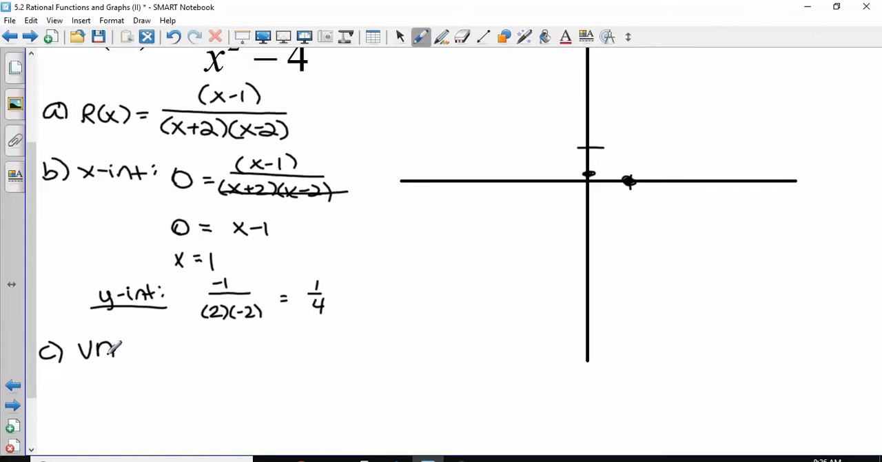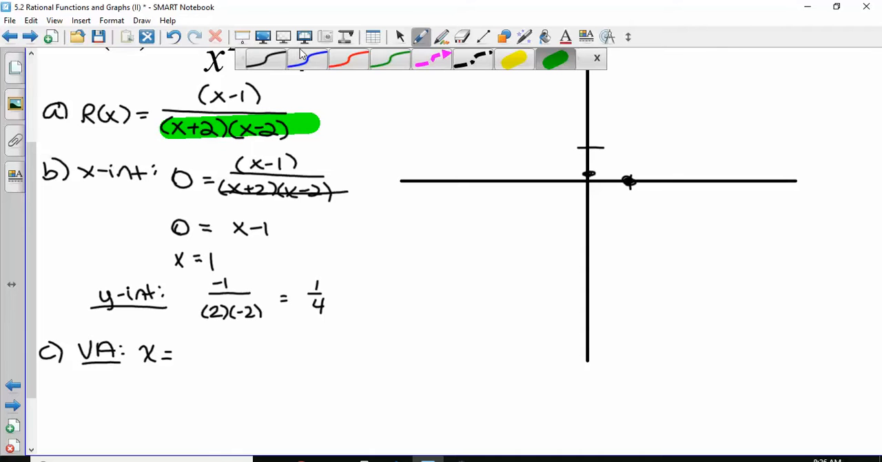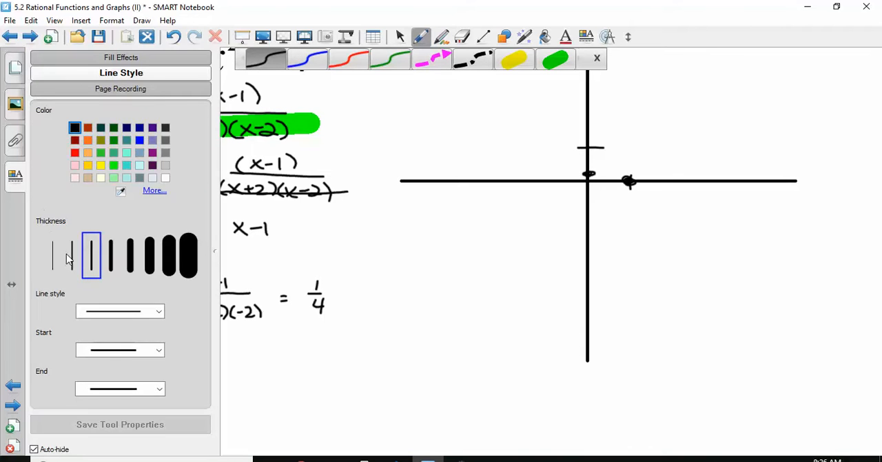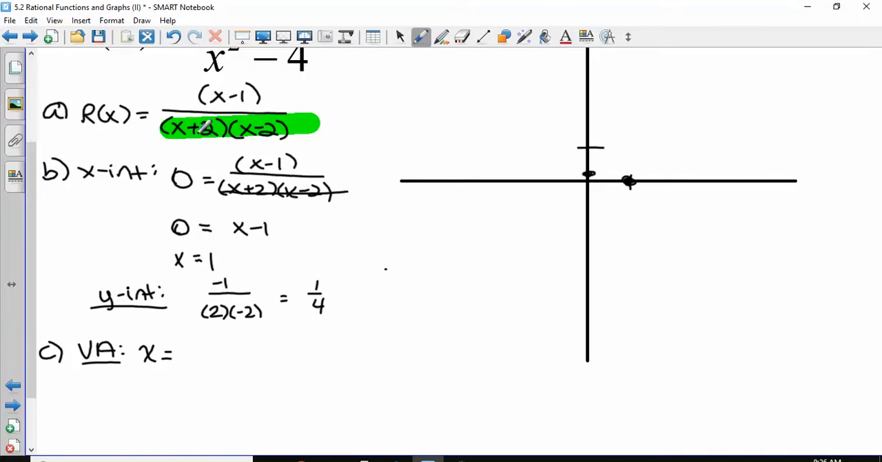Vertical asymptote. So this is from Friday, our asymptote rules. It's x equals whatever makes the bottom 0. That's why we factor it, so it's easy to look at and tell what would give us a 0. So what would make x plus 2 equal 0? And x minus 2. So we have two of them, negative 2 and positive 2.